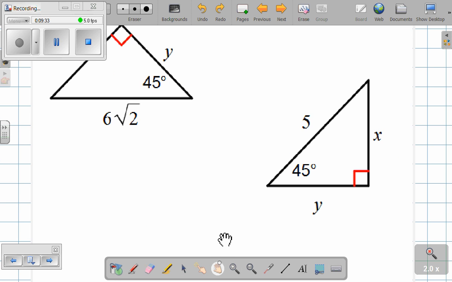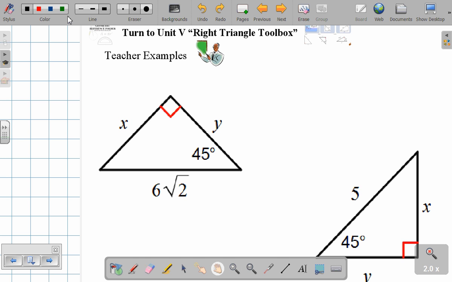Alrighty, guys. Ready? Teacher examples. We're on the right-hand side. Stay right with me. We're going to do 4 examples. I might shortcut one if you stay right with me. This is a 45, 45, 90.